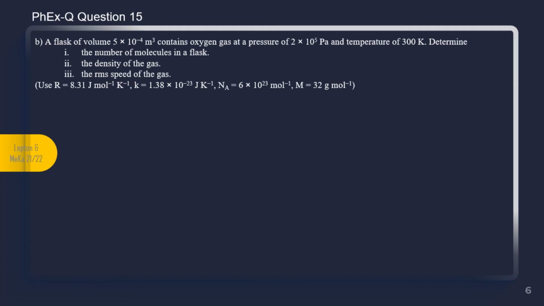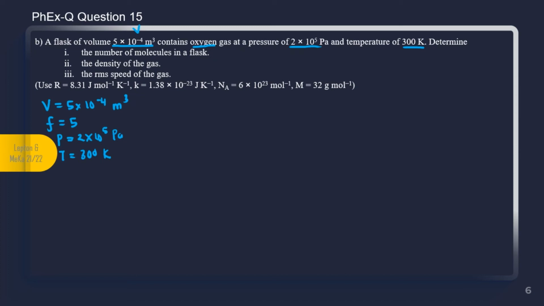Next is B: a flask of volume 5 times 10 power of -4 meter cube contains oxygen gas at a pressure of 2 times 10 power of 5 Pascal and temperature 300 Kelvin. Determine number 1, the number of molecules in the flask. So again, I would like to extract my information. My volume is 5 times 10 power of -4 meter cube. This is oxygen gas, again a diatomic molecule, so the degree of freedom is 5. Pressure is 2 times 10 to the power of 5 Pascal, and the temperature is 300 Kelvin.